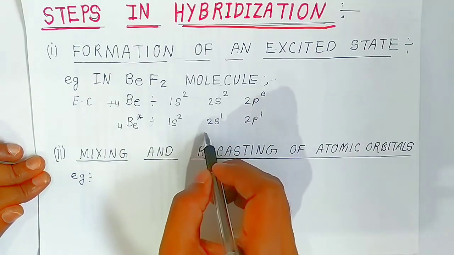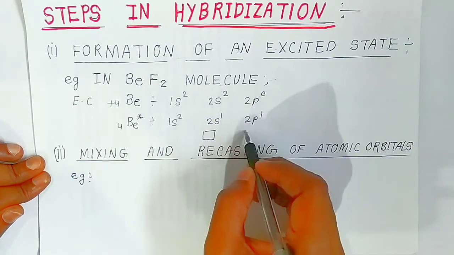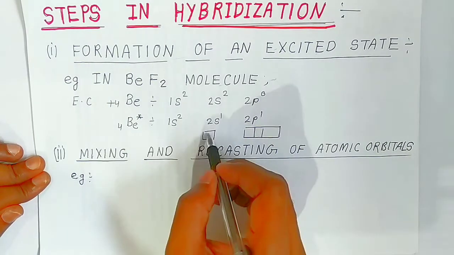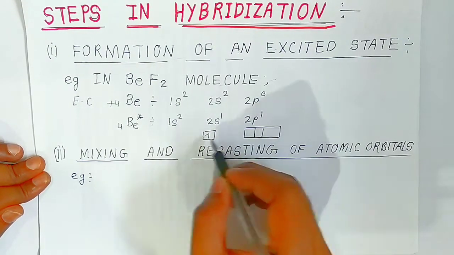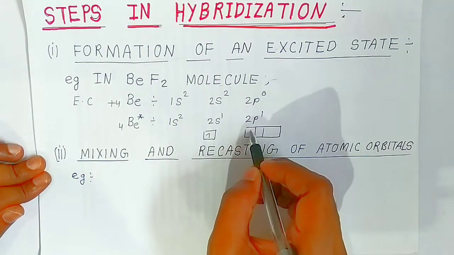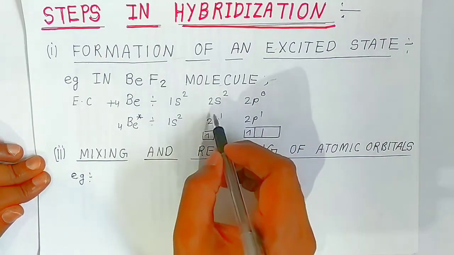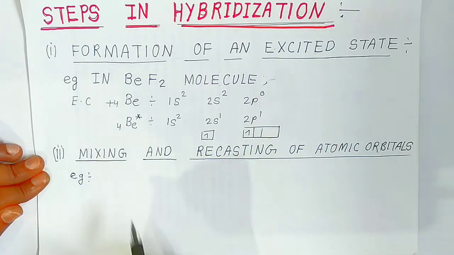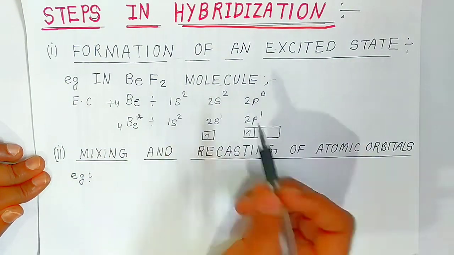Now when you write down the orbital diagram, this is the way. One electron will be present in 2s and one electron will be present in 2p. So the electron has migrated from 2s to 2p. This is the excitation state in the beryllium fluoride molecule.